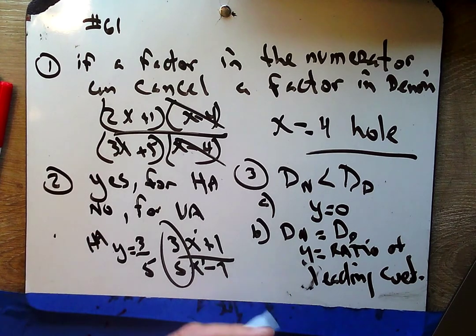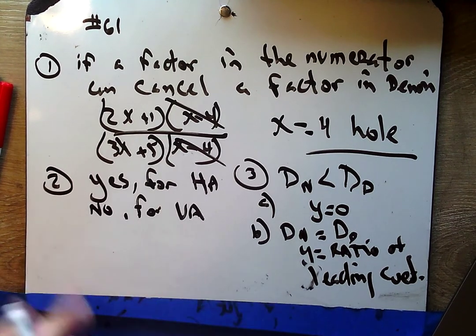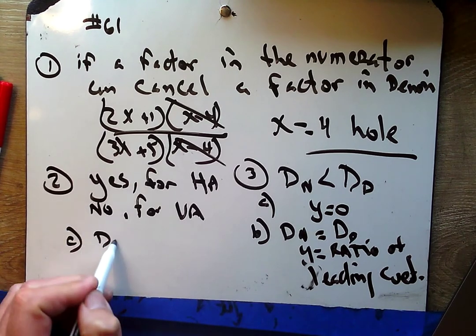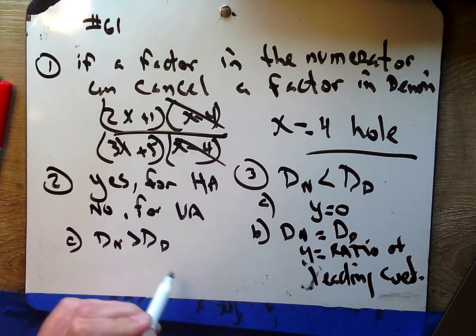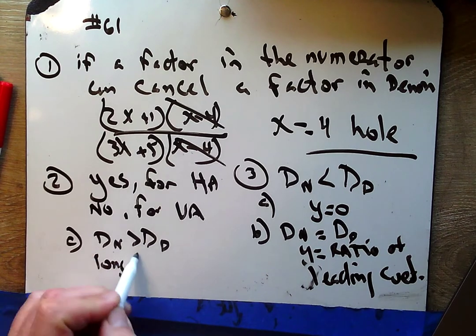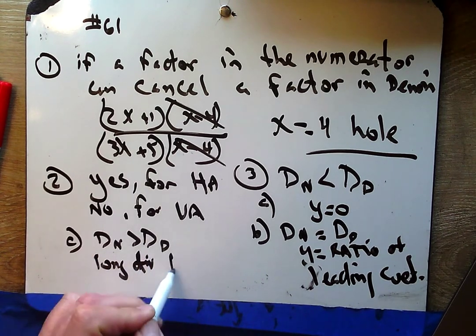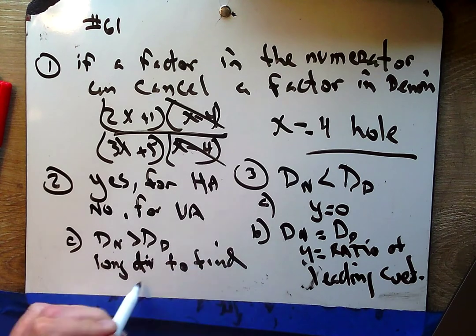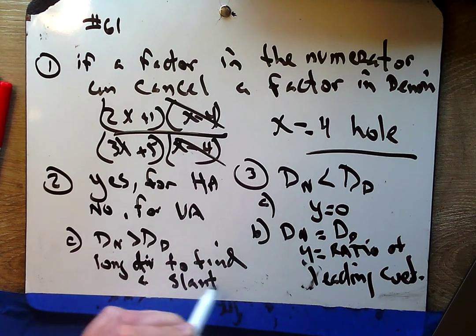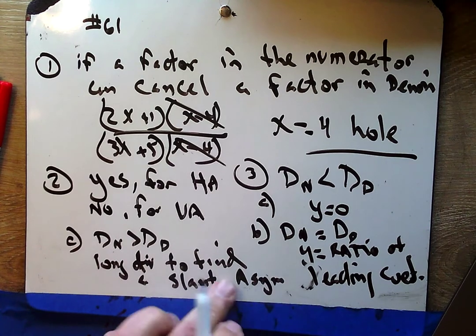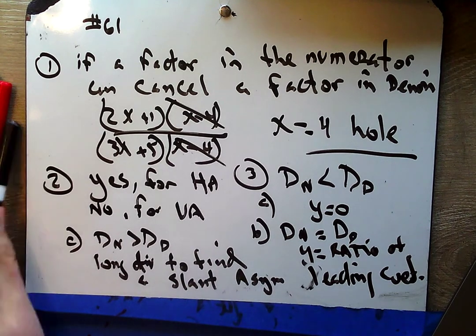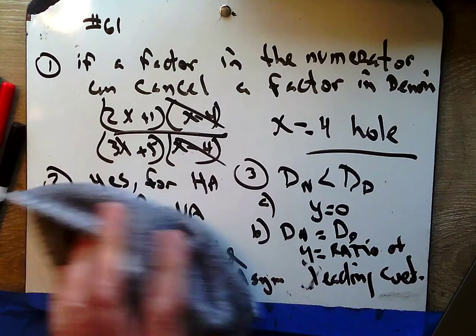But that was only the second case. We need a third one, right? So our third case is if the degree of the numerator is in fact bigger than the degree of the denominator, we're going to do some long division to find a slant asymptote. Okay. 4. What's the best strategy to complete the graph after you have labeled any intercepts and asymptotes on the graph and they're still unsure? Oh, well, isn't that just the test a point thing?